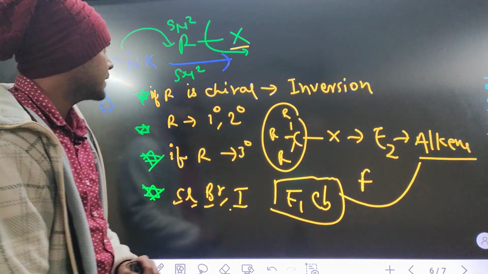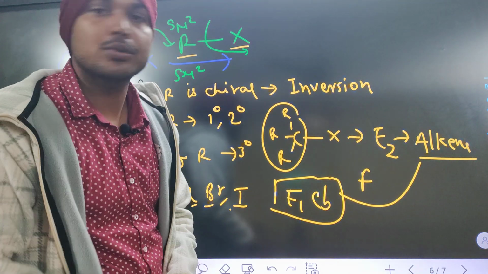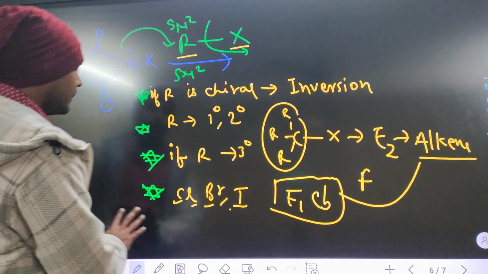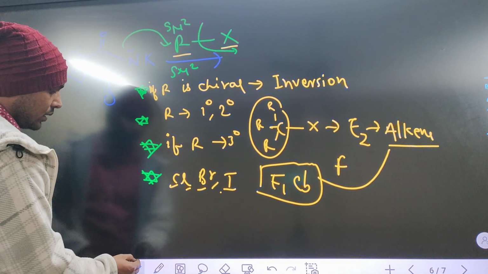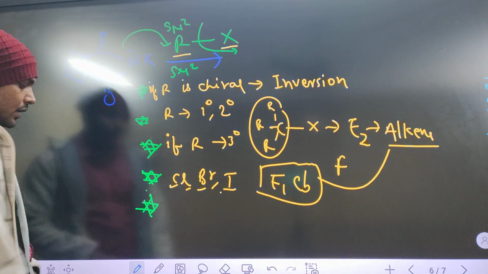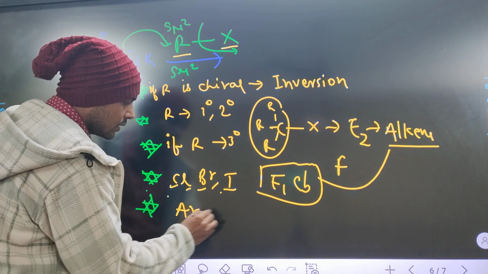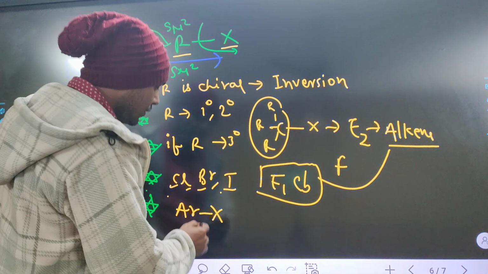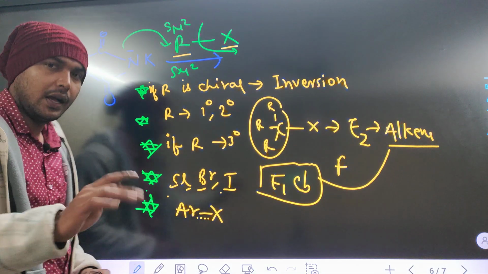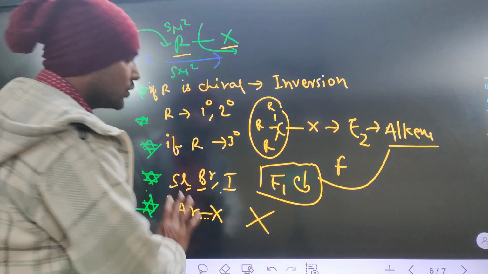Okay. And the next thing is this R should not be Ar, meaning the alkyl group should not be an aryl group, meaning aryl halide should not be used in this preparation. So I think this is also a very important point. ArX is not allowed because due to the partial double bond nature of this bond, it is very difficult to break the ArX bond. That's why it will not participate in the SN2 reaction.